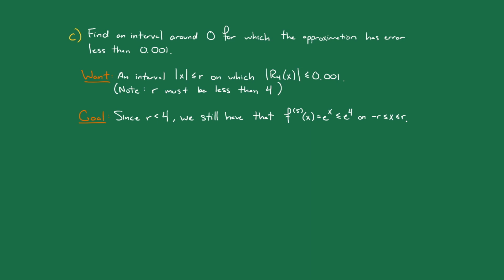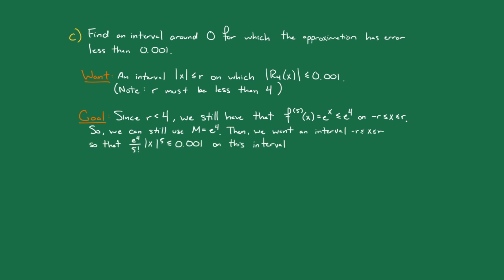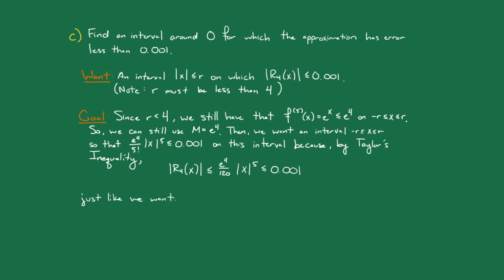Well, since r is less than 4, we still have that the fifth derivative of f, which is e to the x, is bounded above by e to the fourth on the interval -r to r. So, we can still use that m is equal to e to the fourth. Then, we want to find an interval -r to r so that e to the fourth over 5 factorial times the absolute value of x to the fifth is less than or equal to 0.001 on this interval. Because then, by Taylor's inequality, we have that the error, which is bounded above by e to the fourth over 5 factorial times the absolute value of x to the fifth, is bounded above by 0.001, which is exactly what we wanted.